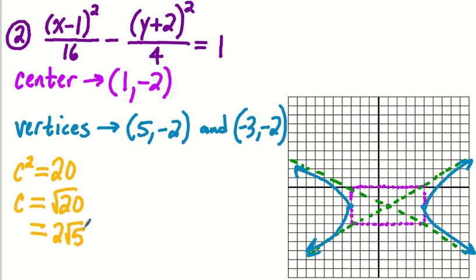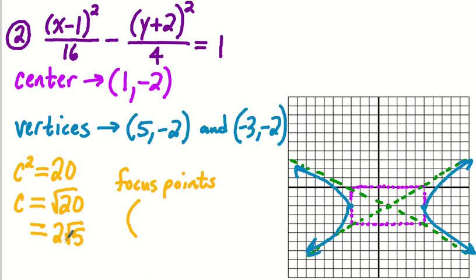So that means that my focus points are going to be, okay, again, you could literally think of this as a formula, because the distance from the center to each focus point is the c value. So this would be very simple if my center was just 0, 0. If you're centered at 0, 0, then your focus points here would just be 2 root 5 comma 0 and negative 2 root 5 comma 0.